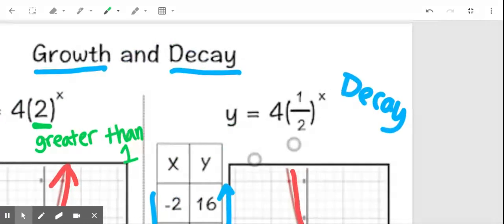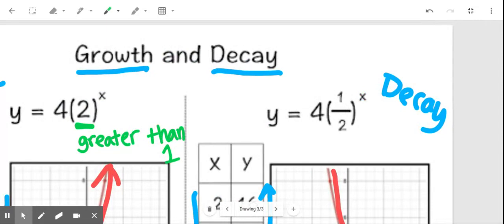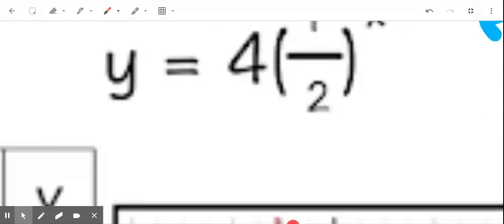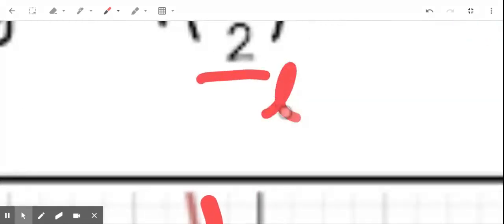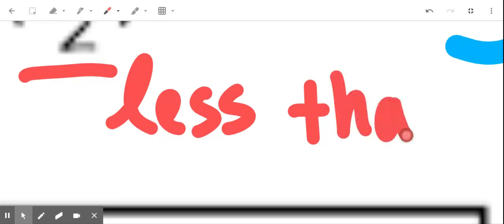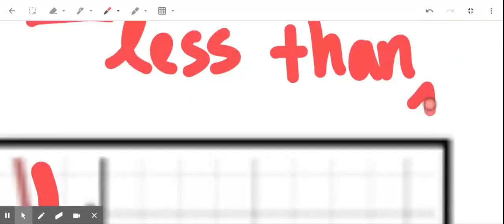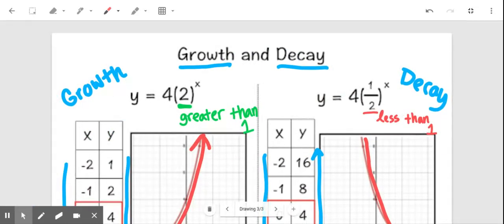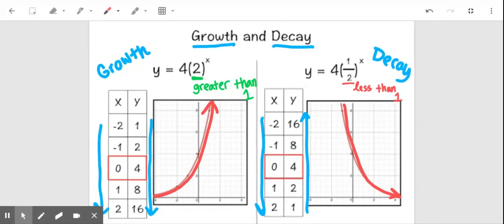Now, you'll notice that my common factor for my decay is a fraction, or it's a part of a whole, which means that my common factor will always be less than 1. So anytime we are decaying, you're going to see that that common factor is less than 1. Anytime we are growing, that common factor will be greater than 1. Okay, so now let's see how this works in context.